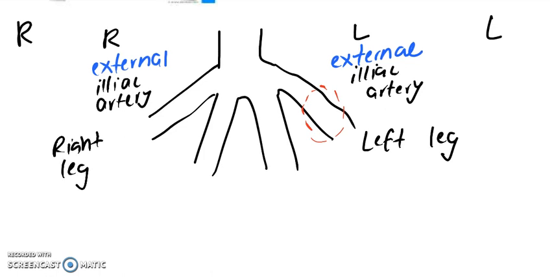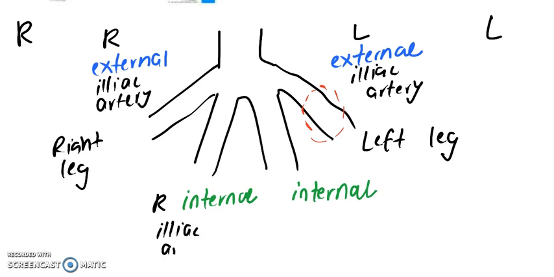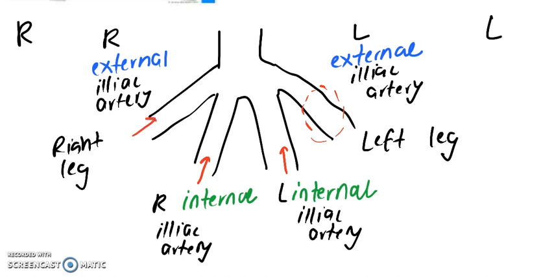Okay. And these two, since they're on the inside, we'll give them the additional name of internal. So here are my two internal. And now everything else is pretty much the same. This one's on the right side, so it has the name right internal iliac artery. Right internal iliac, and this one would be the left internal iliac artery. So this is this one, and this is this one.